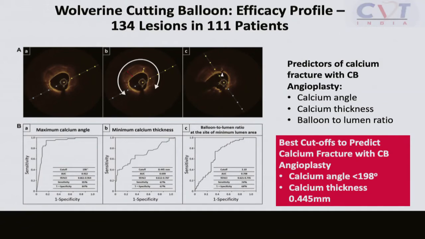Well, in this series, this is brand new, 2022 data. Okay, this was in Circ Interventions a couple of months ago. When you look at the calcium angle, thickness, and balloon to lumen ratio, your receiver operating characteristics tell you that these are going to work best when your arc of calcium is about 200 degrees or less, and when your thickness is less than 0.445 millimeters. Okay, so slightly thinner and slightly lesser arc, but that's good because these are easier to deliver, and so those are the ones that you target.